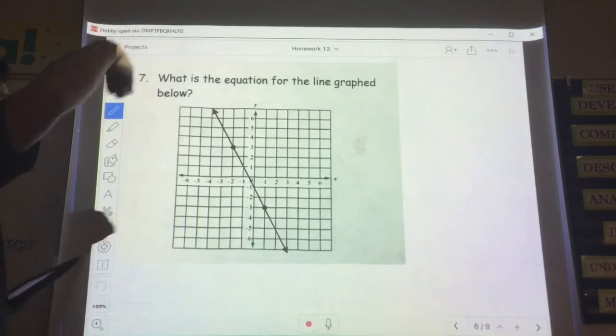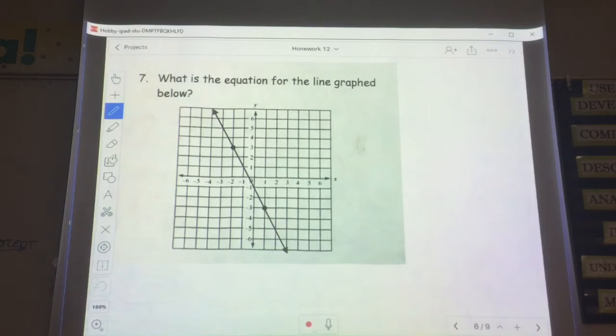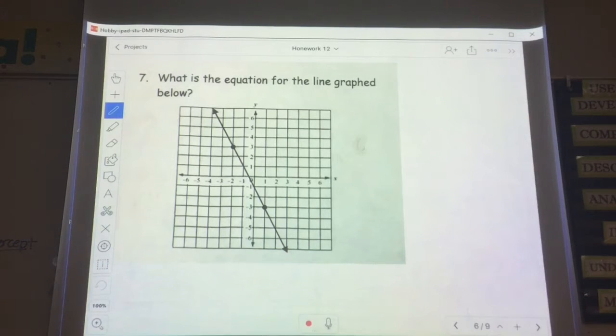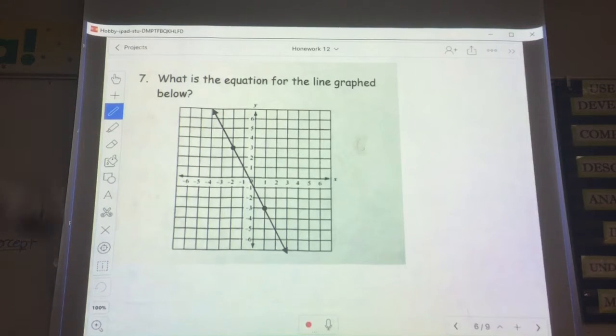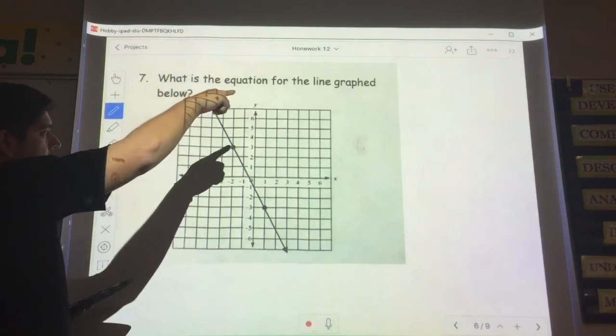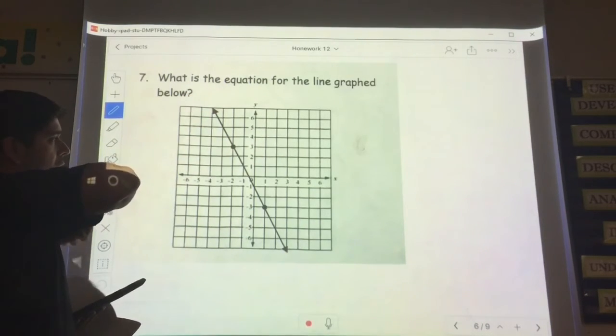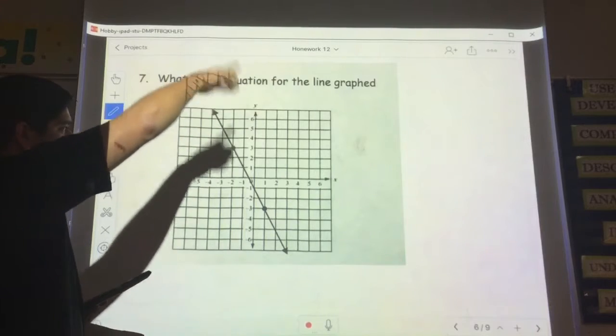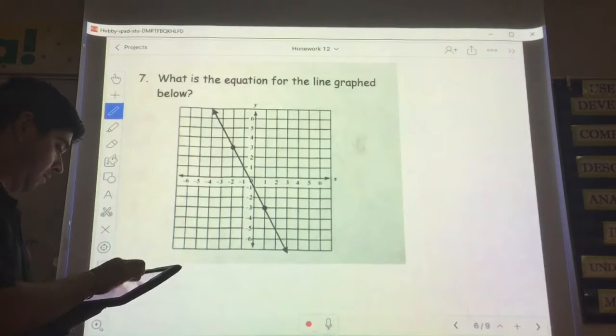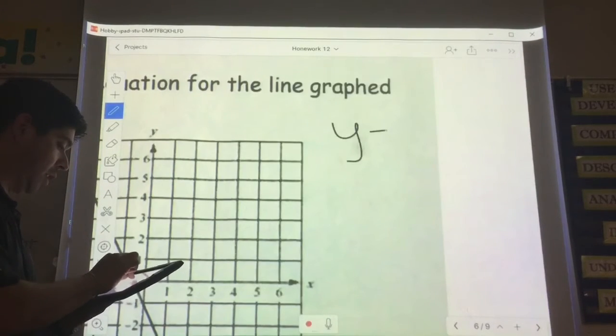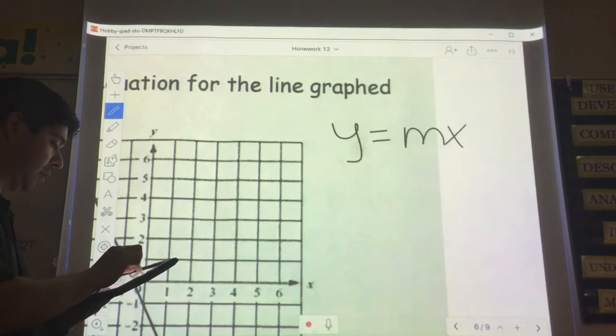Okay, so number 7. What's the equation for the line graph below? Alright, so this was kind of like one of the ones we had earlier, where we need to find the slope, from point to point. And then we need to find the y-intercept. Where is it going to cross? Okay, so my equation is y equals mx plus b.